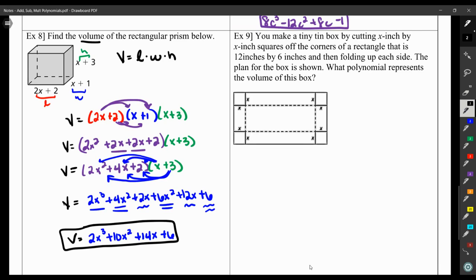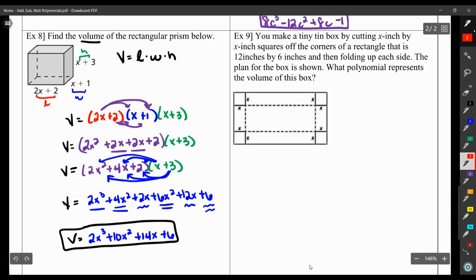So let's look at number 9. You make a tiny tin box by cutting x inches by x inches squares off the corners of a rectangle that is 12 inches by 6 inches and then folding up each side. The plan for the box is shown. What polynomial represents the volume of this box?